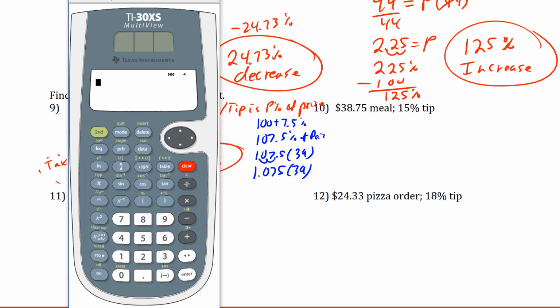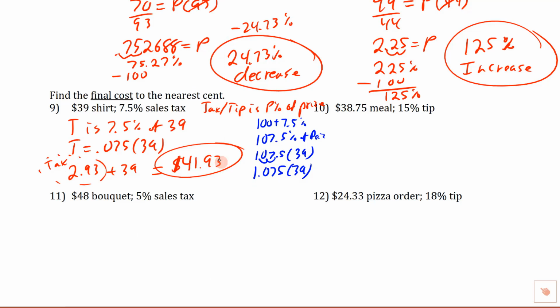If all we have to do is find the final price, 100% of the original price, here's the 7.5% tax, times 39. Hit enter. We've got 41.925. That 5's enough to bump that up to a 3. So it's 41.93, same answer there. So I really don't care which way you do it. I kind of like this way. I'm going to do both on this one, and then I'm just going to do this little quicker method here.